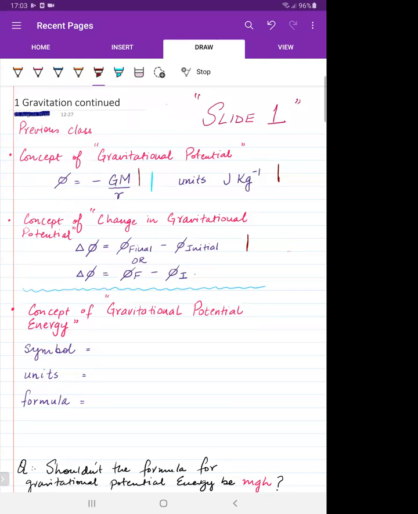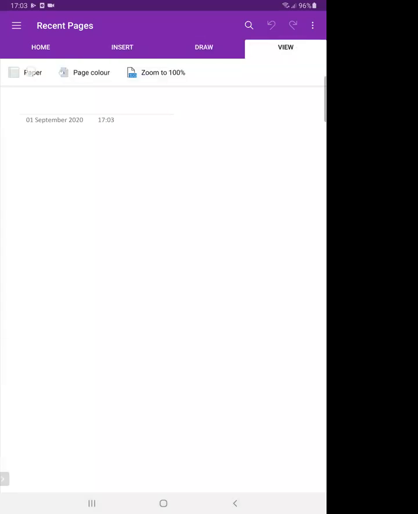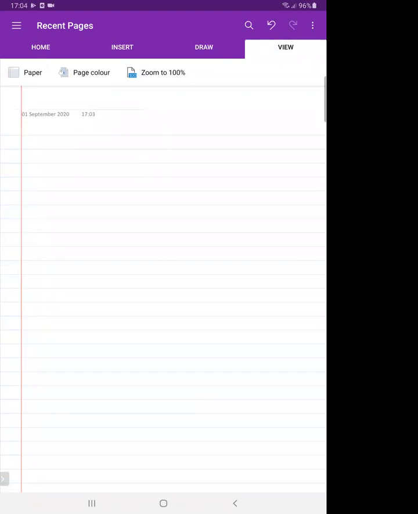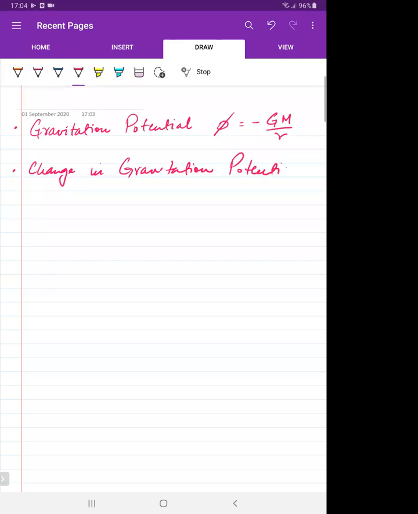All right, so now moving on further. Now the next working that we have to do. So in the previous class we did the working of gravitation potential. That was phi is equal to minus GM upon r. Then the next working that we did was change in gravitation potential. This was denoted by the symbol delta phi, and this was given by the formula final value minus the initial value. Okay, this working was concluded in the last class.